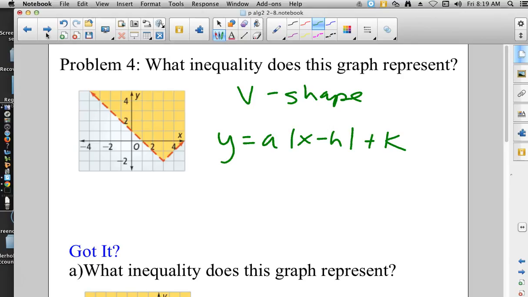Where's our new vertex? 3, negative 2. Can you count this one? Is this one kind of obvious? What is it? So we notice they're going by ones, even though this is labeled with twos. And you're either going up 1 and over 1 or up 2 and over 2. Maybe 1.